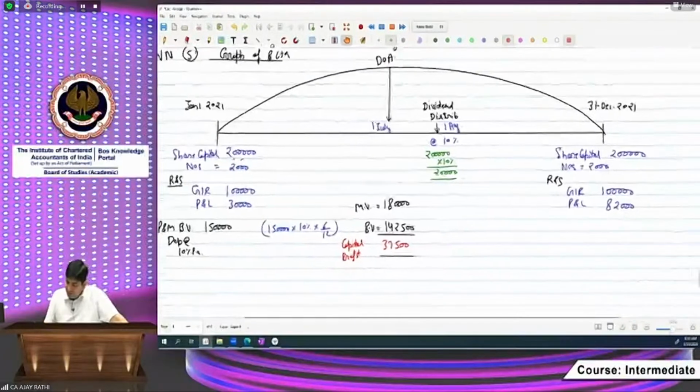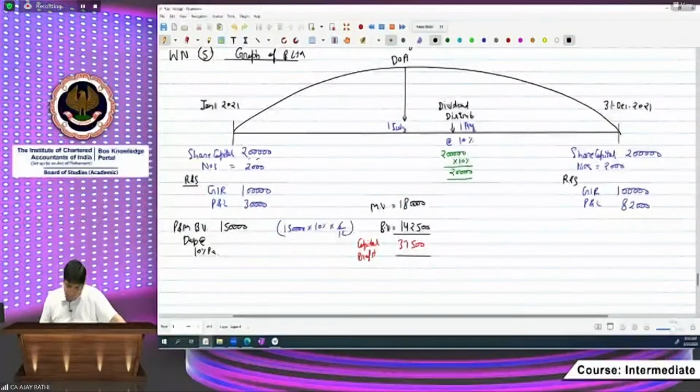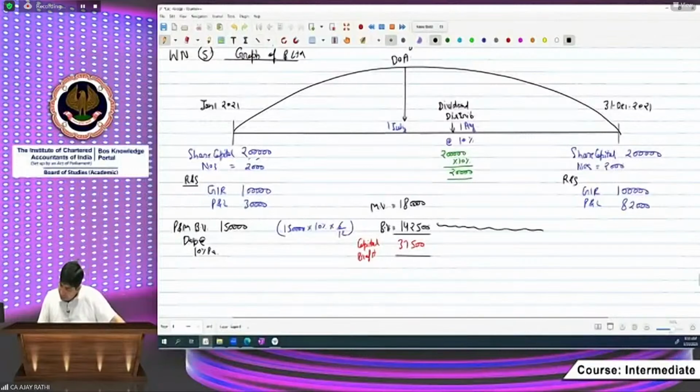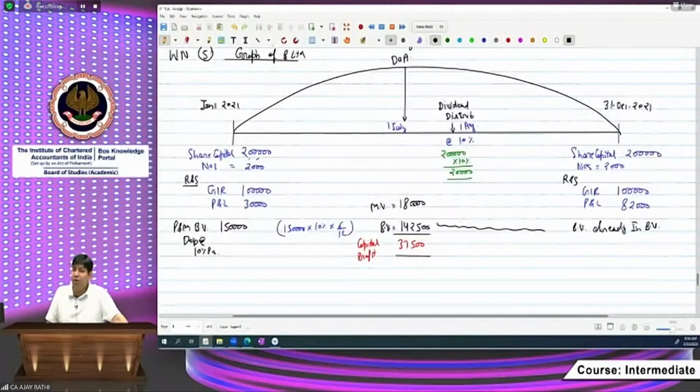After that, beta, you will be having the book value of the same at the year end. Yes, sir. Of course, that is already book value in the balance sheet. So we do not need to calculate. No, sir.